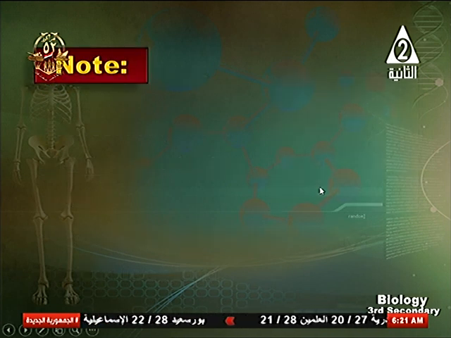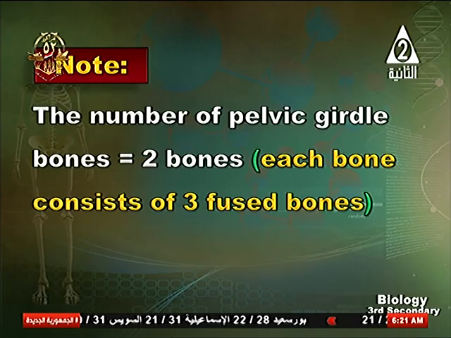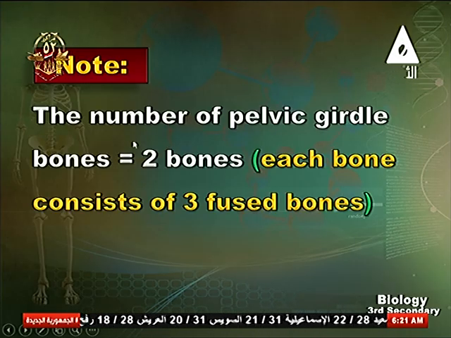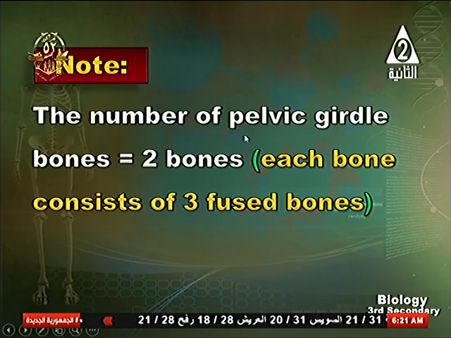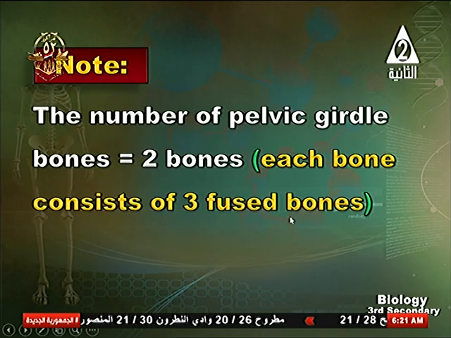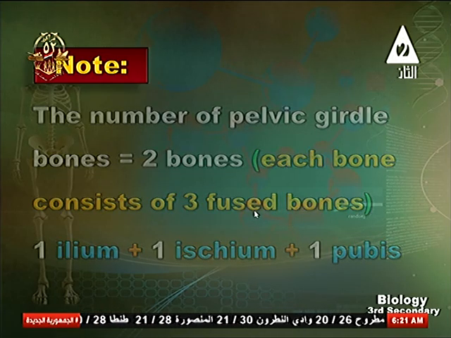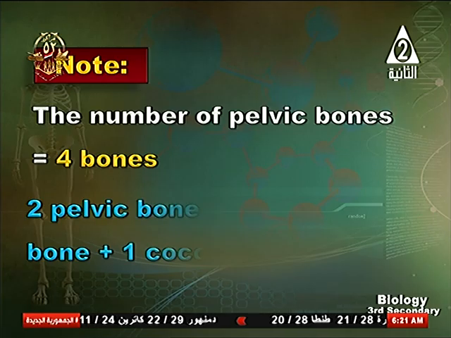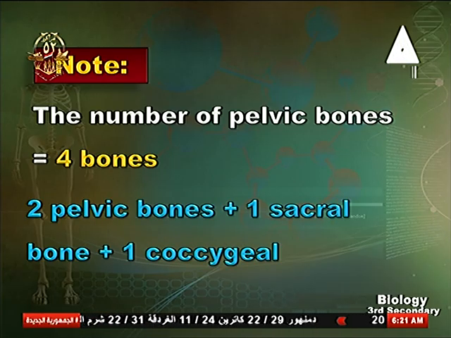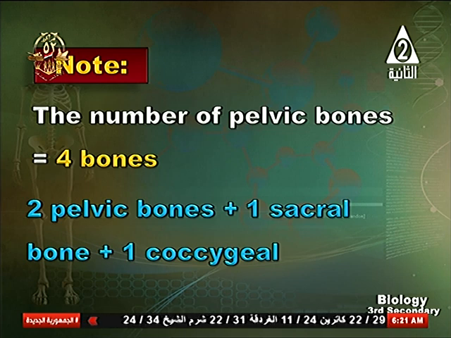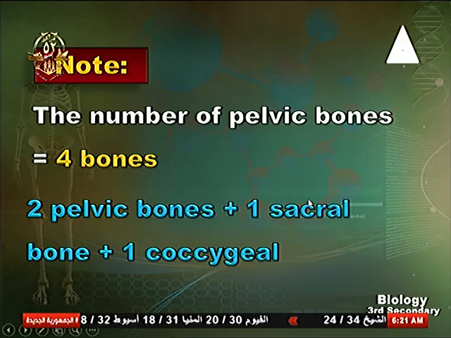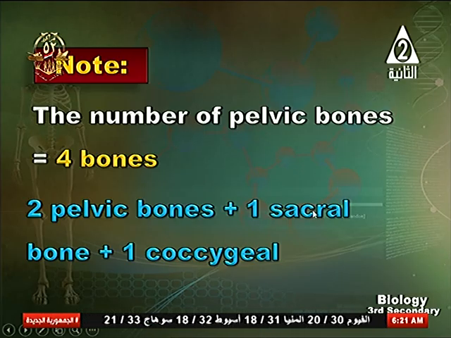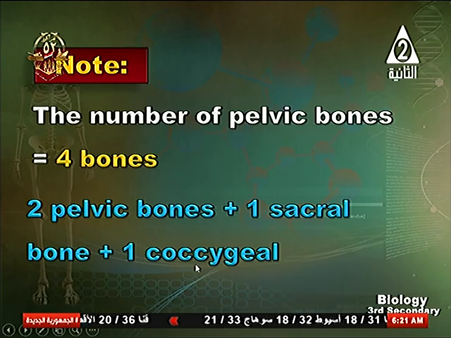Okay. Don't forget the number of pelvic girdle bones is two, not six bones. They are only two bones. Each bone consists of three fused bones: ilium, ischium, and pubis. Also, don't forget the number of pelvic bones. They are four bones: two pelvic bones, each one consisting of three fused bones, and one sacral bone, one coccygeal bone. Sacral vertebrae are fused together, so we calculate them as only one bone. Coccygeal vertebrae are fused together, also we calculate them as only one bone.